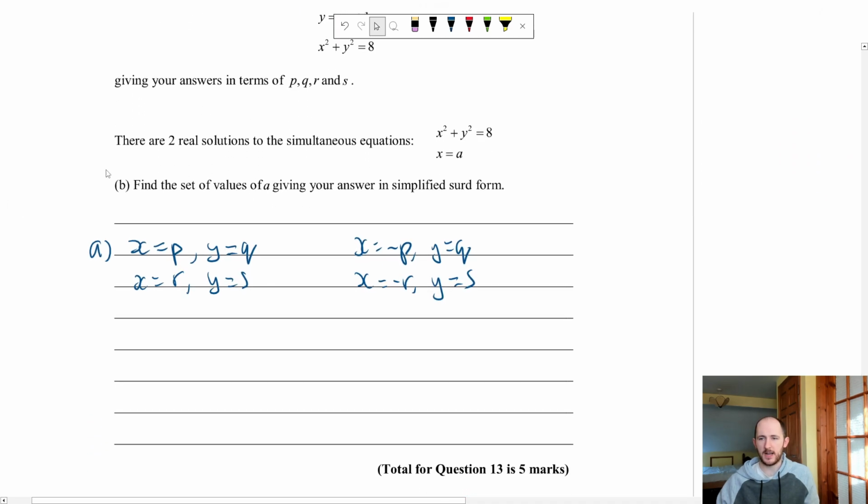So now it says part B. Looks a bit more interesting. And it does say give your answer in terms of P, Q, R, and S. So we are done. We don't have to do anything else. There are two real solutions to the simultaneous equations x squared plus y squared equals 8 and x equals a. Find the set of values of A, giving your answer in simplified surd form. Interesting. So what we need to do is try and figure out what's going on here. So this is a bit interesting.